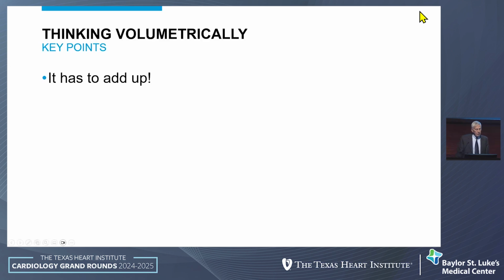So remember the key points here with volumetric assessment. It has to add up: the regurgitant volume, the forward stroke volume, and the ejection fraction. If you think of those three things, I think it will be helpful to you in your practice.